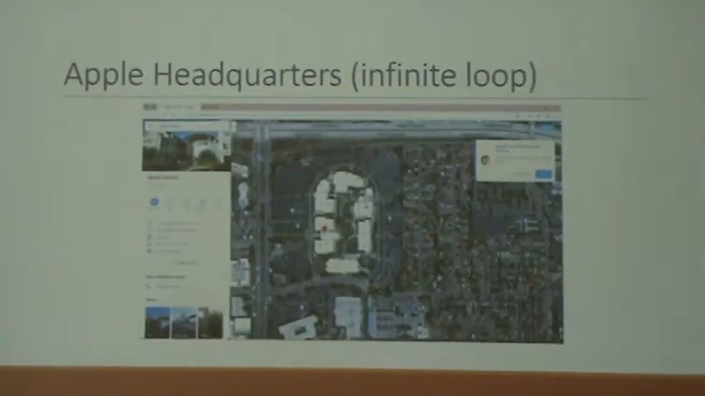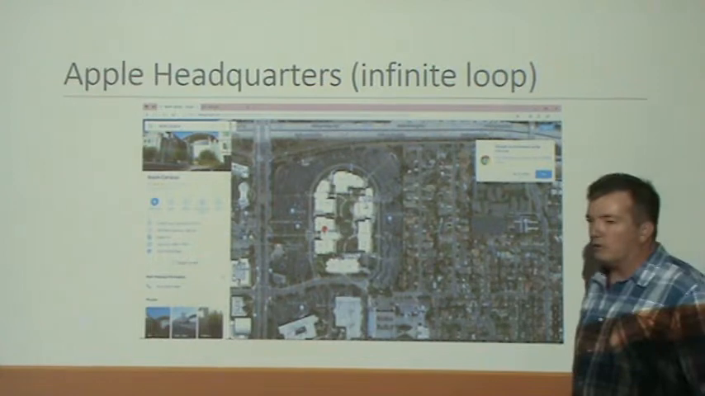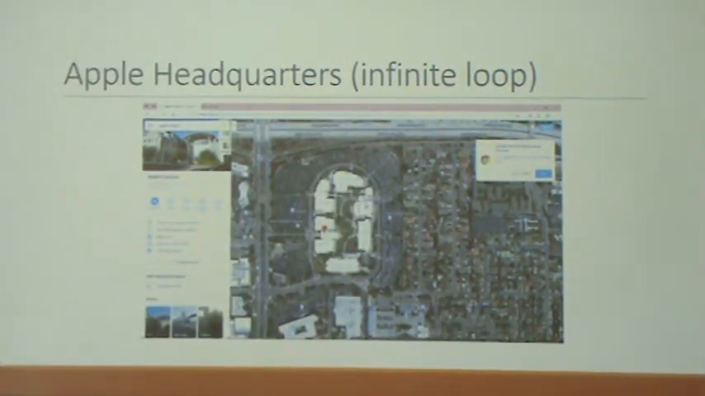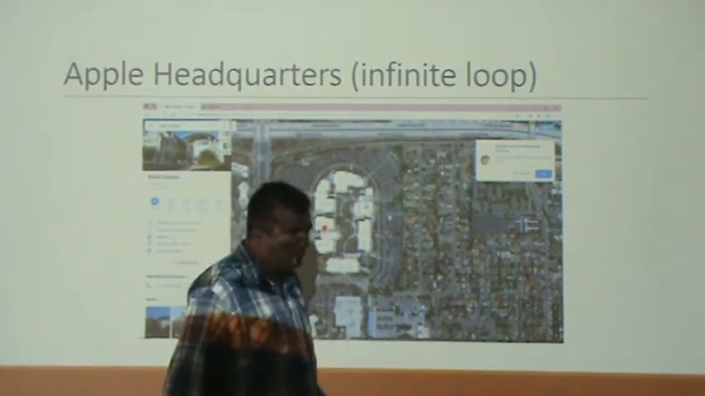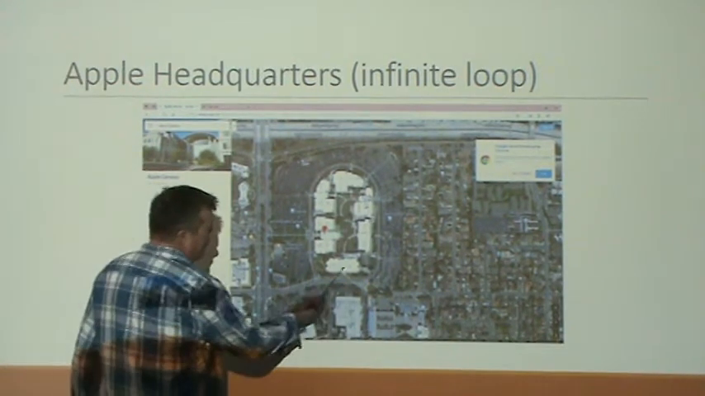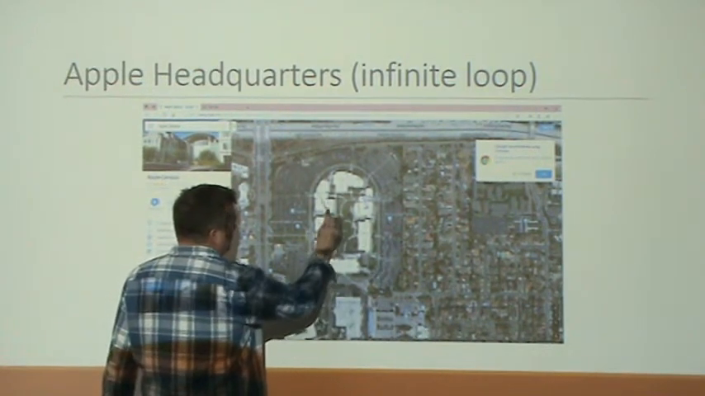Normally, you do not want to write code that goes into an infinite loop. So Apple computers out in Silicon Valley, out in California, they have headquarters. And in their headquarters, these are their buildings, right? And then there's a road that goes around all their buildings.